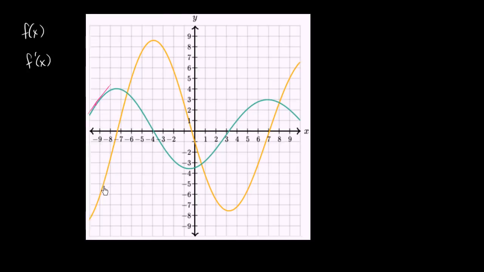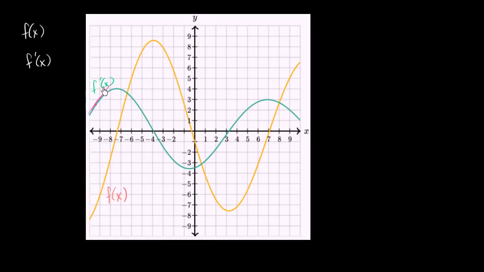But we see that it's not positive. So it's pretty clear that the green function cannot be f of x and the yellow function cannot be its derivative, because if this was its derivative, it would be positive here. So that quickly we found out that that can't be the case. But let's see if it could work out the other way. Ruling that situation out, maybe this is f of x and the green function is f prime of x.